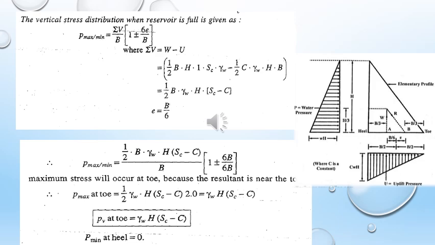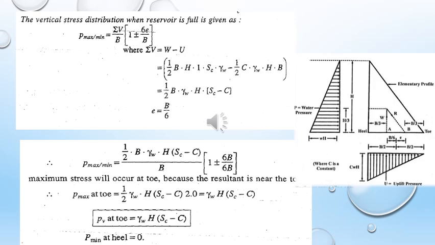The stresses developed in the elementary profile. So, the vertical stress distribution when the reservoir is full. The normal stresses, that is PB maximum or minimum, equal the summation of V upon B times (1 plus or minus 6e by B). Here the summation of V means W minus U.